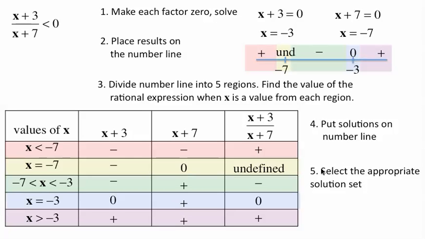Now the last step is we're going to select the appropriate solution set. We're looking at when this is less than 0. Over here, when is it less than 0? We're right here in the center. See that? So it's less than 0 between negative 7 and negative 3. And that's how you solve one of these. So our solution set is between negative 7 and negative 3, and using interval notation, it looks like this.